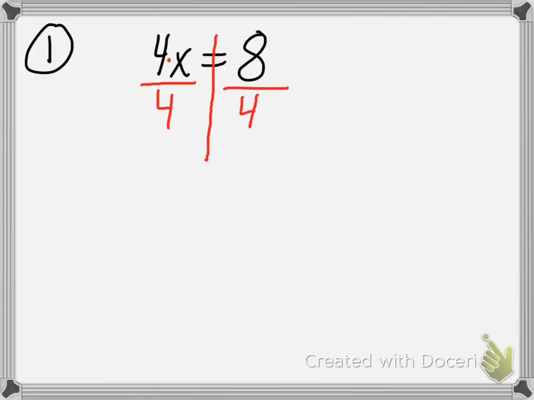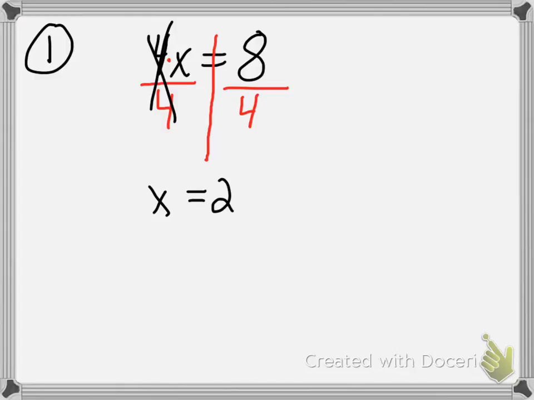Now, looking at this, 4 divided by 4 equals 1, so they cancel out, and we're left with just x. We're left with x equals, and on the right-hand side, we have 8 divided by 4. 8 divided by 4 is 2. So we have x is equal to 2.